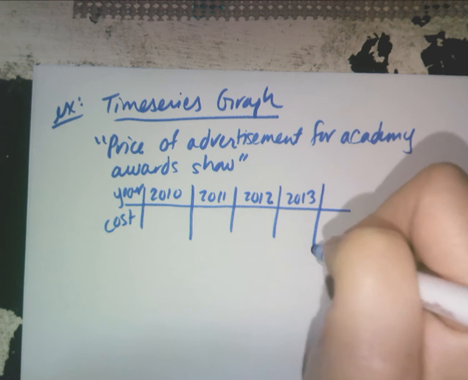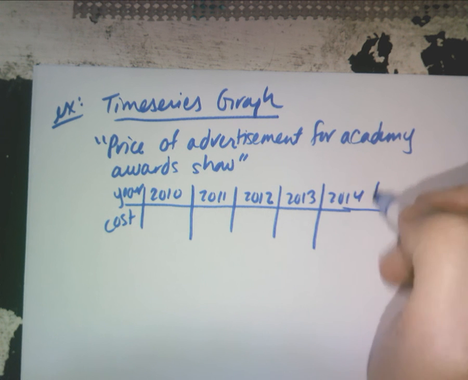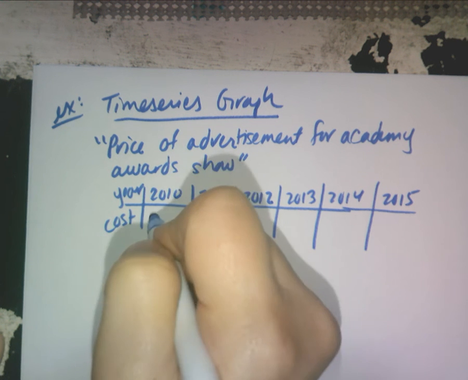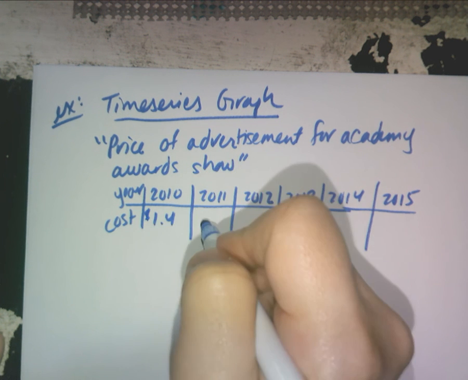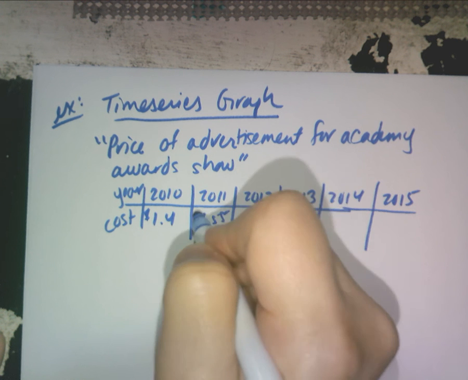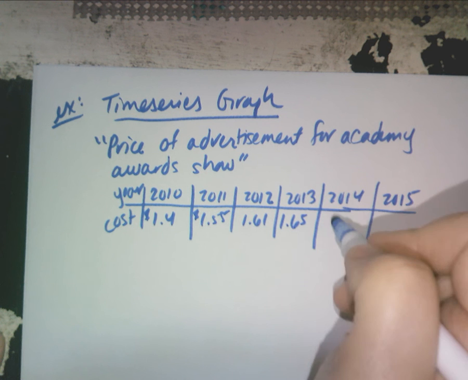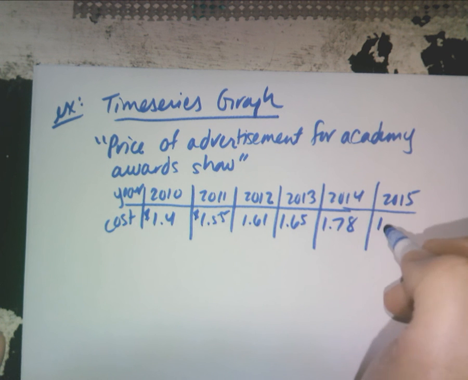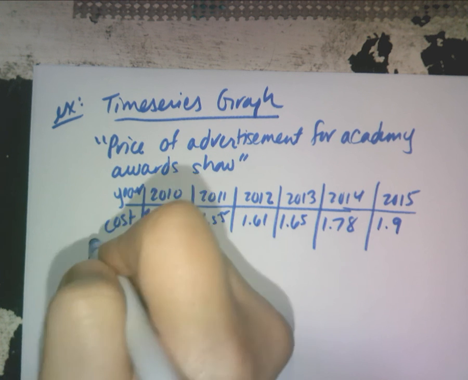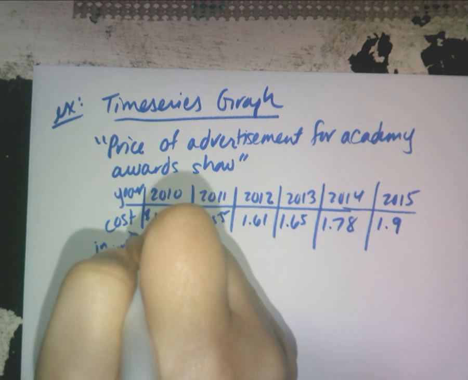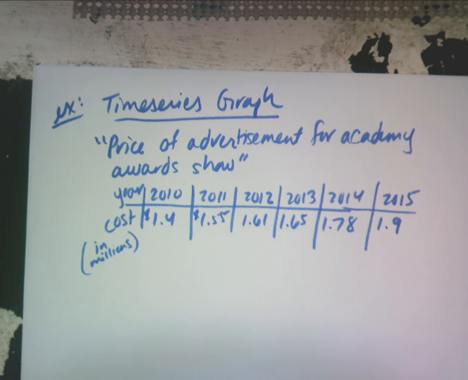So if you just want to copy, they're going to give you this. Again, you don't have to do all your data research. And they're going to go 1.4, 1.55, 1.61, 1.65, 1.78, and 1.9. And this is the cost, and this is in millions, by the way. In millions of dollars.